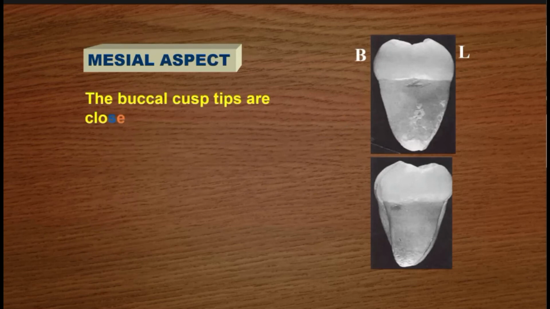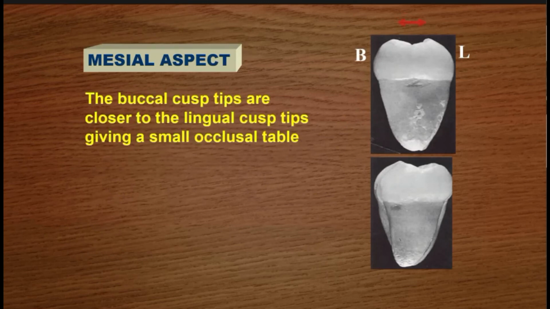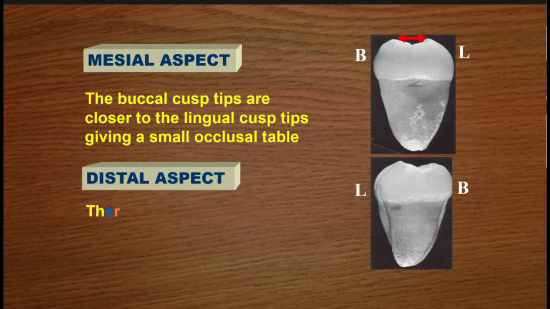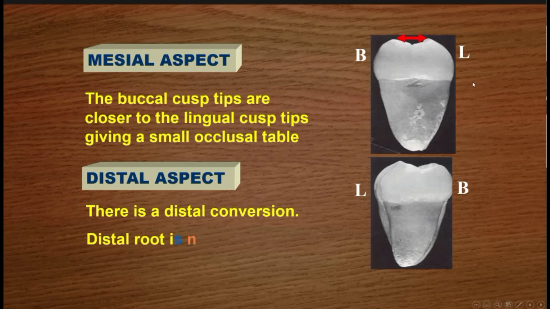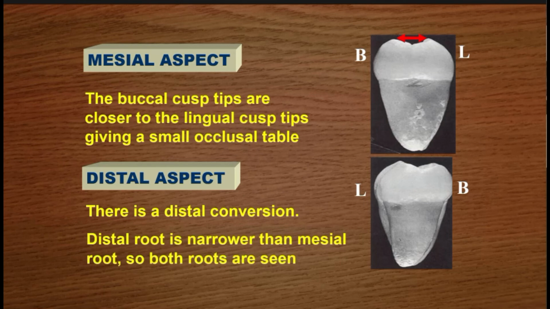From the mesial aspect, the buccal cusp tips are closer to the lingual cusp tips, giving a small occlusal table. From the distal aspect, there is distal convergence. The distal root, whether separated or fused, is smaller in size, and the mesial root is bigger. The distal root is narrower than the mesial root, so both roots are seen from the distal aspect.